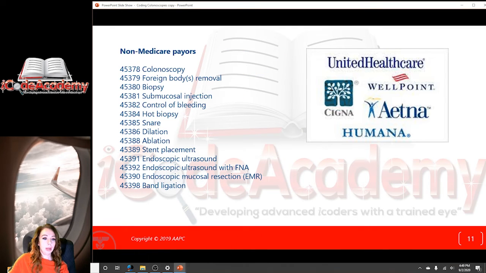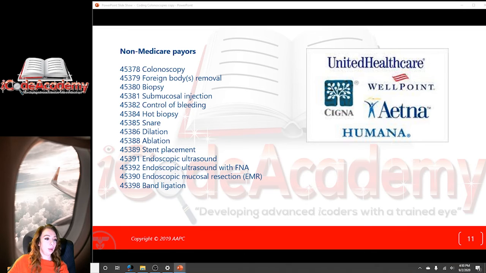Now for our non-Medicare payers. Our non-Medicare payers, just to list a few, we've got Cigna, Humana, United Healthcare. Here we can see the appropriate CPT codes that we may be utilizing. So we've got our 45378 for our colonoscopy. We also have codes for biopsy, hot biopsy, if there's any stent placement, ablations, as well as any band ligations for hemorrhoids, whether they're internal or external.